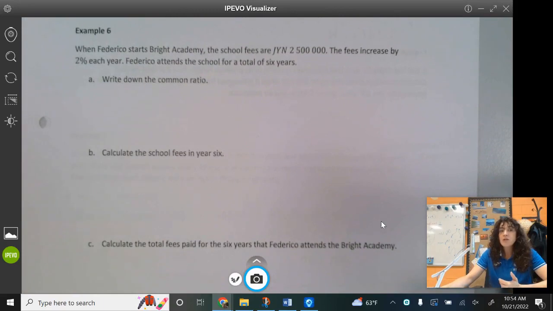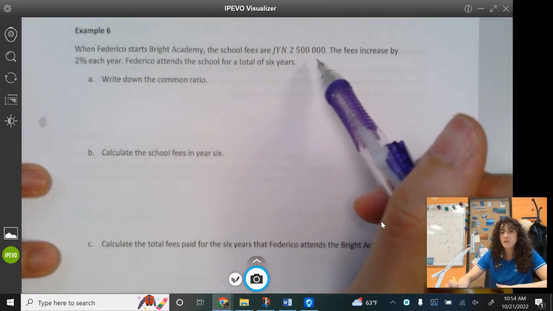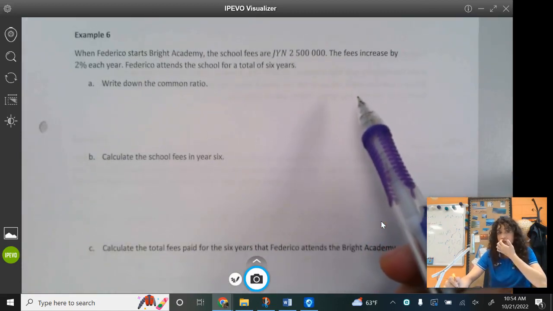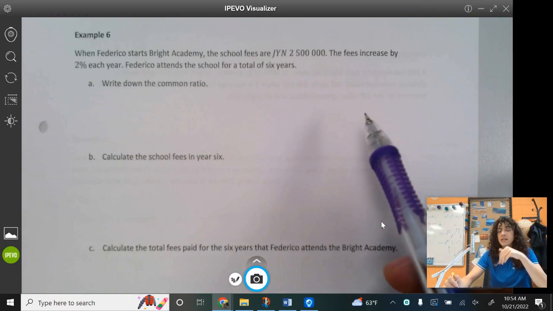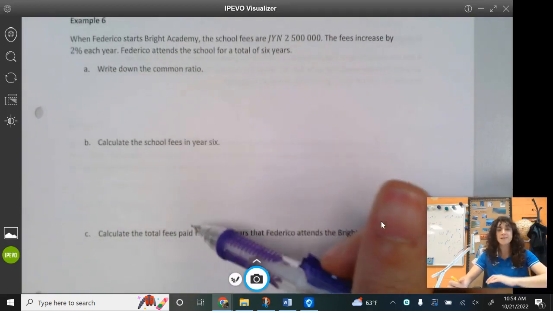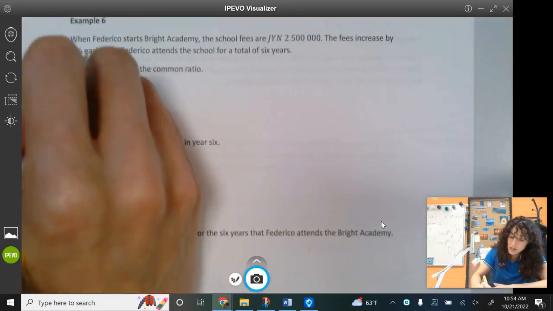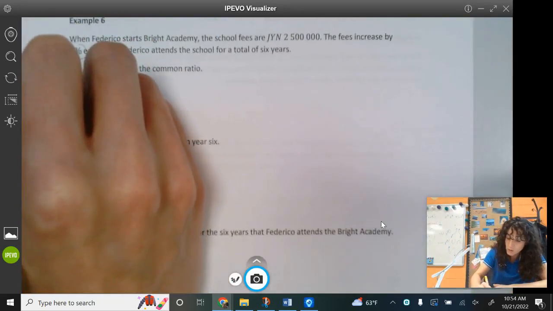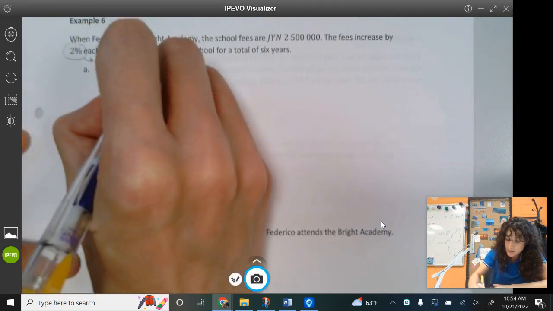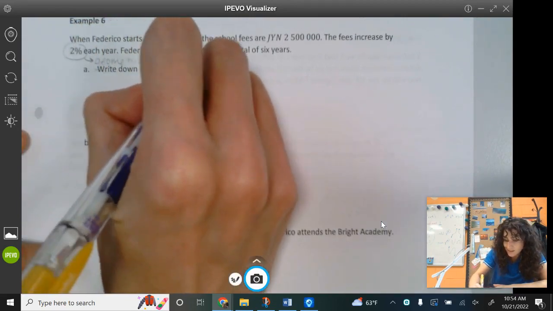Okay. Federico starts Bright Academy. The school fees are Japanese yen 2,500,000. The fees increase by 2% each year. Federico attends the school for a total of 6 years. And then, of course, IB problem, they're breaking it down into A, B, and C. 2% each year is a clue to you that when it's a growth by a percentage, this is a geometric sequence / series.